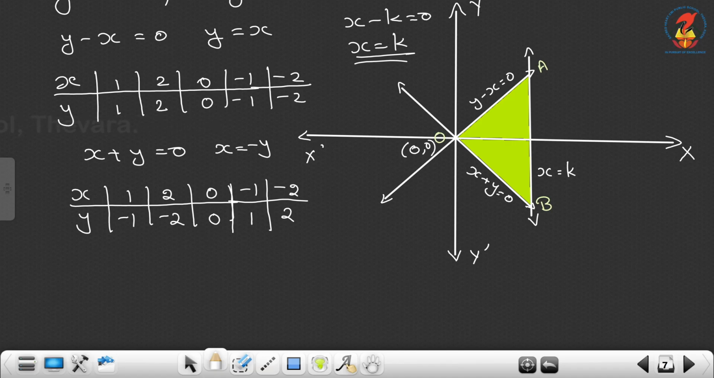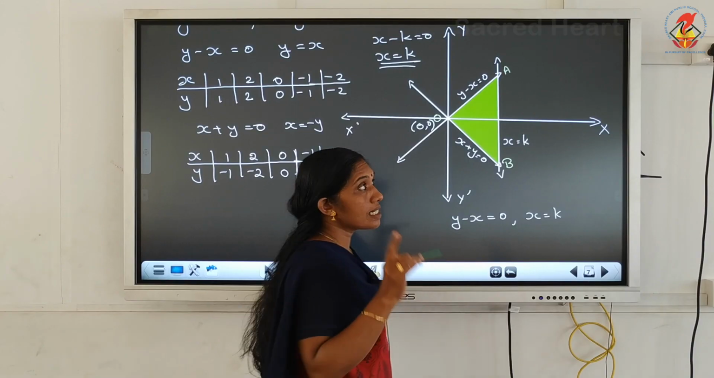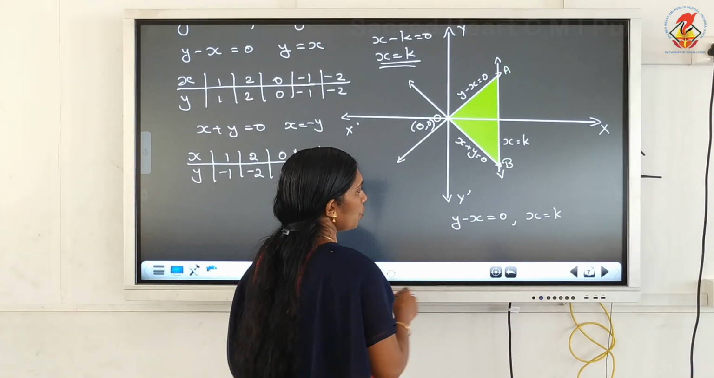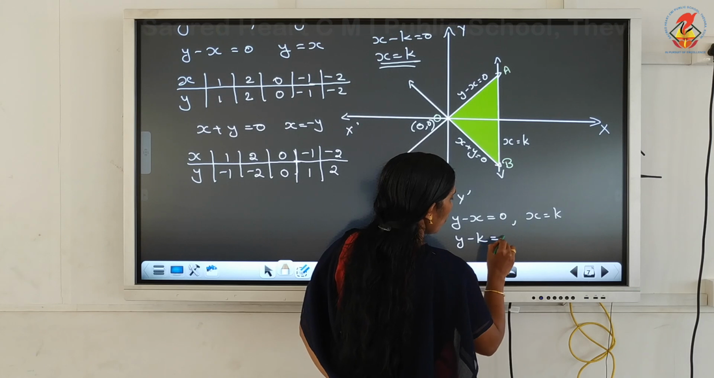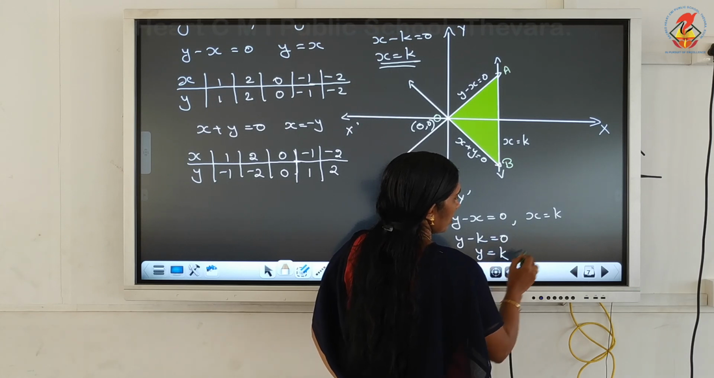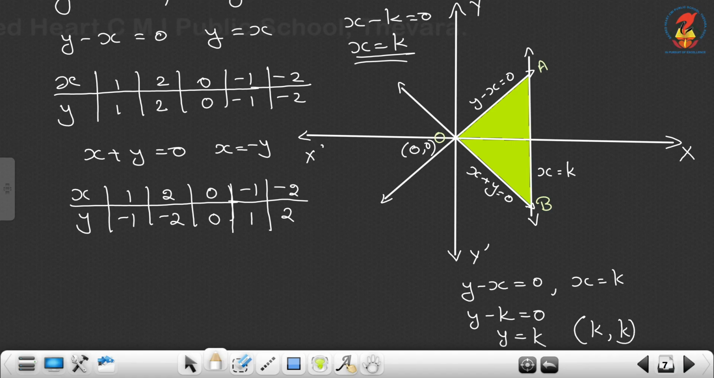How do we get A? A is the intersection of the line y minus x equals 0 and x is equal to k. So, for finding A, look here, y minus x is equal to 0 and x is equal to k. These two lines intersect at A. So, solving the equation, put x is equal to k here. So, y minus k is 0, or y is equal to k. So, the coordinates (k, k), that is A. Both are positive.